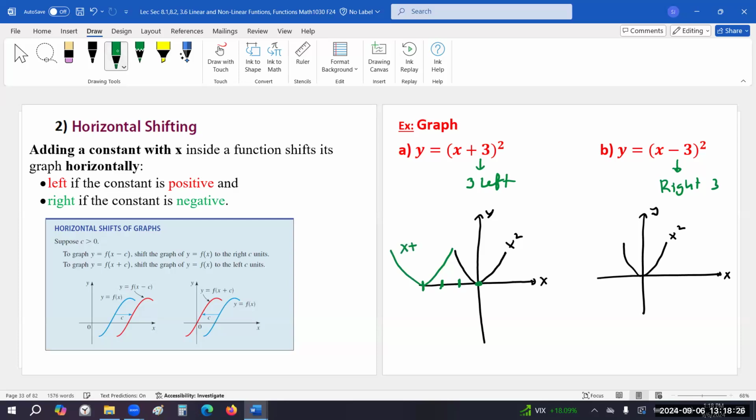So x plus 3 and then the square. For B, the same parabola, we are shifting 1, 2, 3 right, and draw it again. x minus 3 squared. So if you have a number inside, it goes left, right, the opposite direction. But if you have the original function and then a number, it goes up and down following the direction. Up means plus, down means minus.